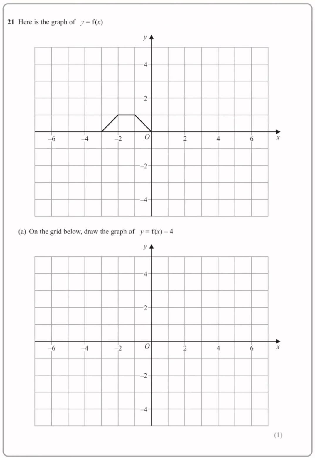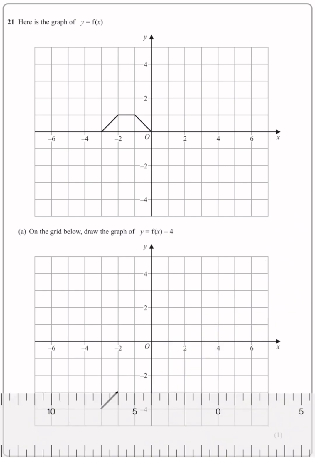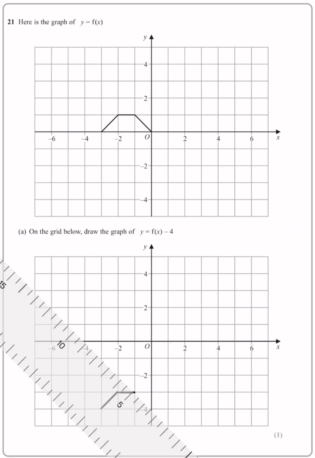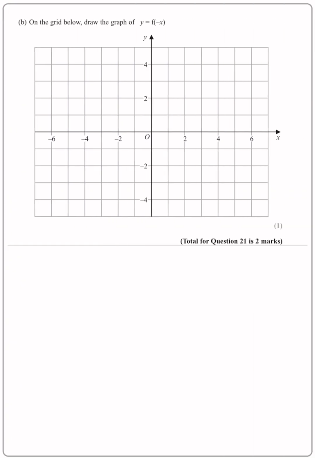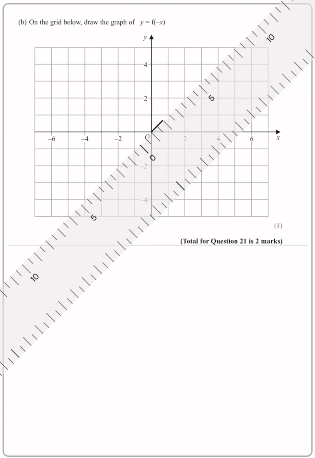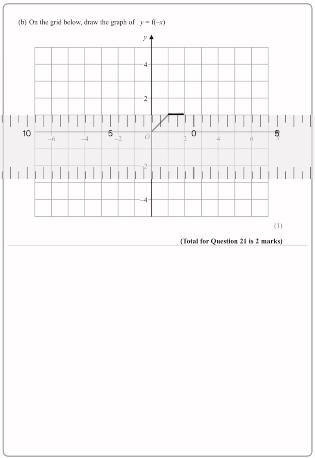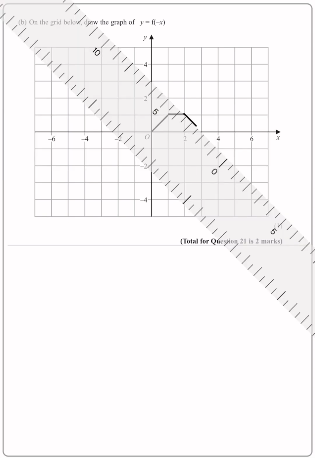Question 21, that's a translation along the vector (0, -4). So it's going down 4 places. So just move it down by 4 and draw it there. And then we've got a reflection in the y-axis, so it's just going to reflect on the other side, and you can draw it there.